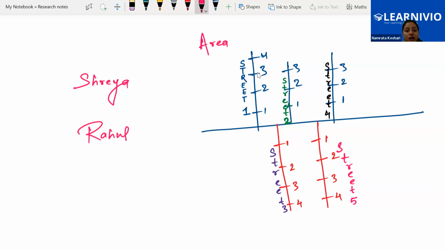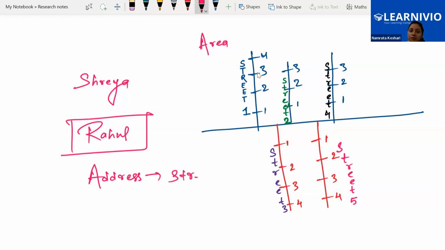Nowadays WhatsApp location is also there, so we just send the location. So Rahul says that his address is street number 5. Now, if he is only mentioning the street number, is it possible for Shreya to reach the home of Rahul?